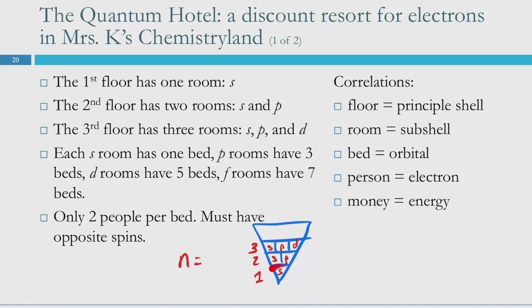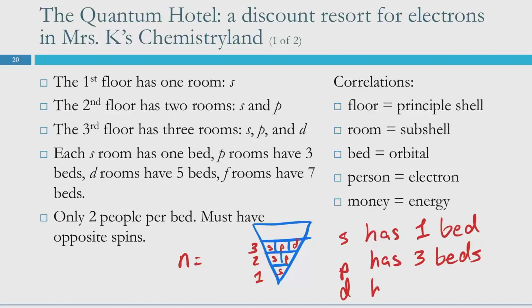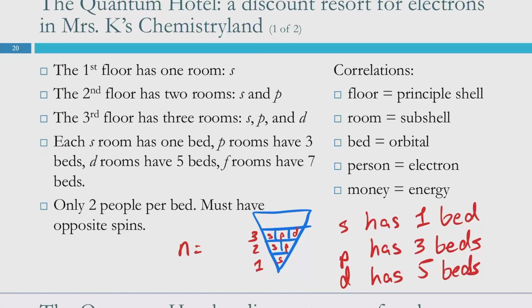So in each of these rooms, the S room has 1 bed, and they're not big beds. They're like doubles or queens. They're not king-size beds. You can't squeeze 3 people into 1 bed. So it has 1 bed. The maximum number of people you can put in 1 bed is 2 people in this hotel. The P room has 3 beds. D has 5 beds.